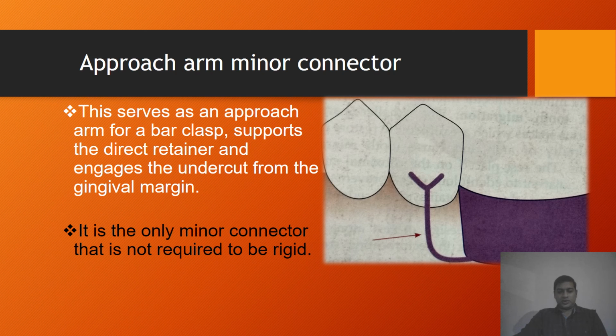Here the direct retainer or the I-bar is connected to the denture base minor connector with the help of the approach arm minor connector. It is the only minor connector that is not required to be rigid.